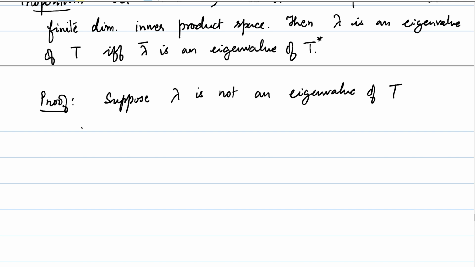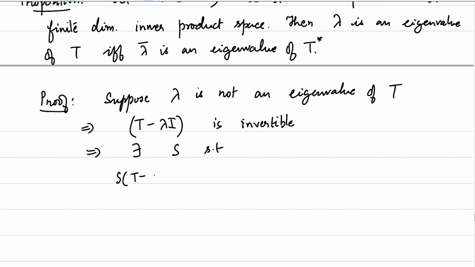What does that mean? This means that T minus lambda I is an invertible linear operator, because there will be nothing in the null space of T minus lambda I. We are in the setup of a finite dimensional inner product space, so by the dimension theorem, it will be both injective and surjective, and therefore it is invertible. This implies that there exists S such that S times T minus lambda I is just the identity map of V, which is the same as T minus lambda I times S.